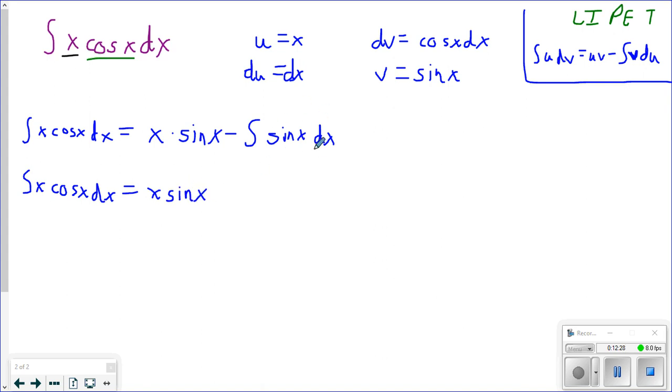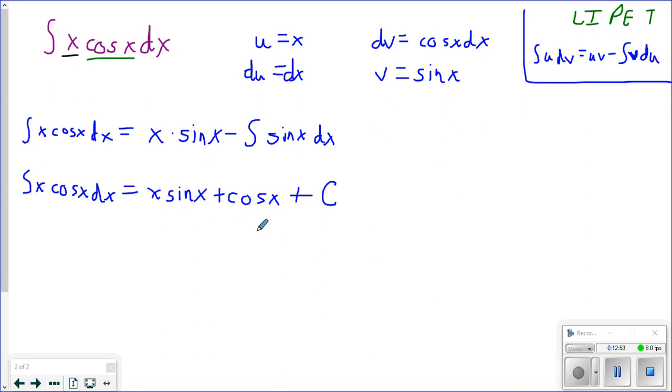Now we can anti-differentiate sine of x. The antiderivative of sine of x is negative cosine of x. So minus negative cosine of x is plus cosine of x. Now, since we're doing an indefinite integral, we need the plus c. So something that we weren't able to integrate before today, we're now able to integrate.